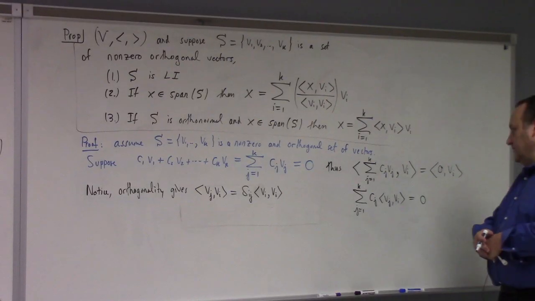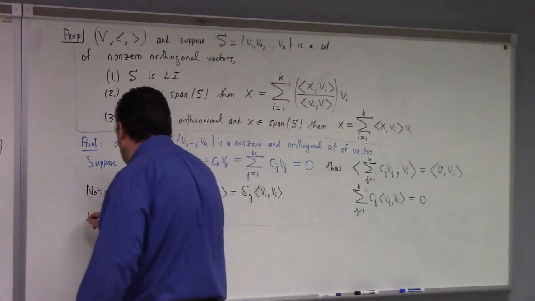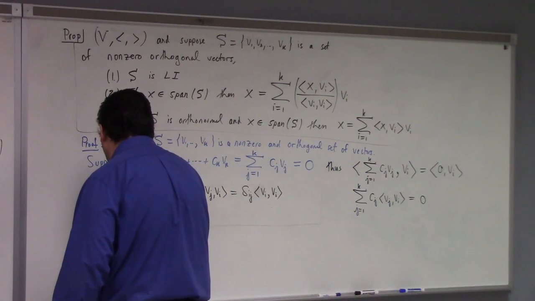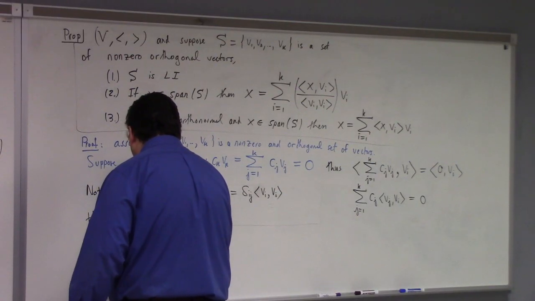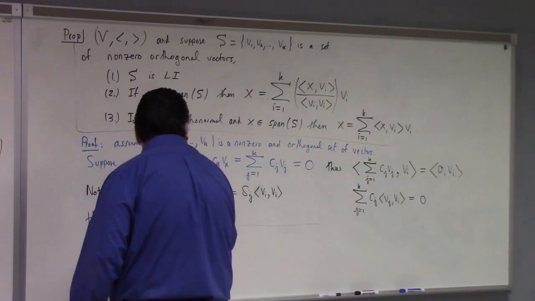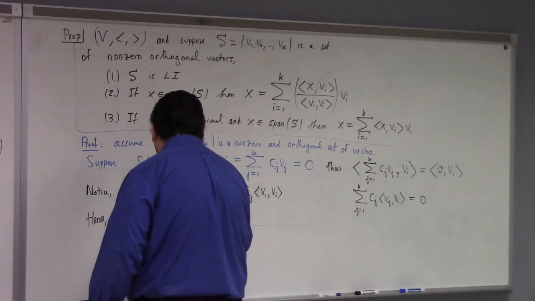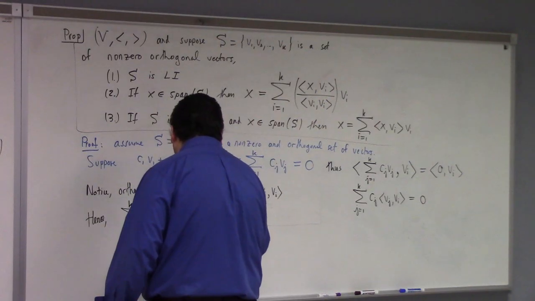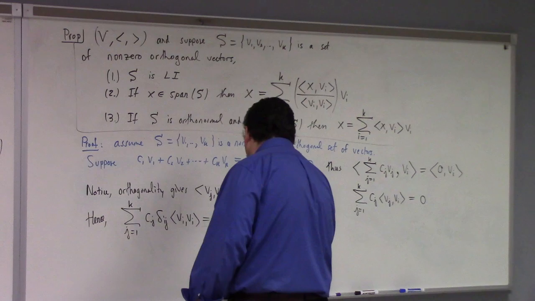Okay, so thus, or I'll use a hence. I haven't used a hence yet. I feel smarter. So the sum j equals 1 to k of Cj times the Kronecker delta Ij of the inner product of Vi with Vi is equal to 0. But what does that tell me?